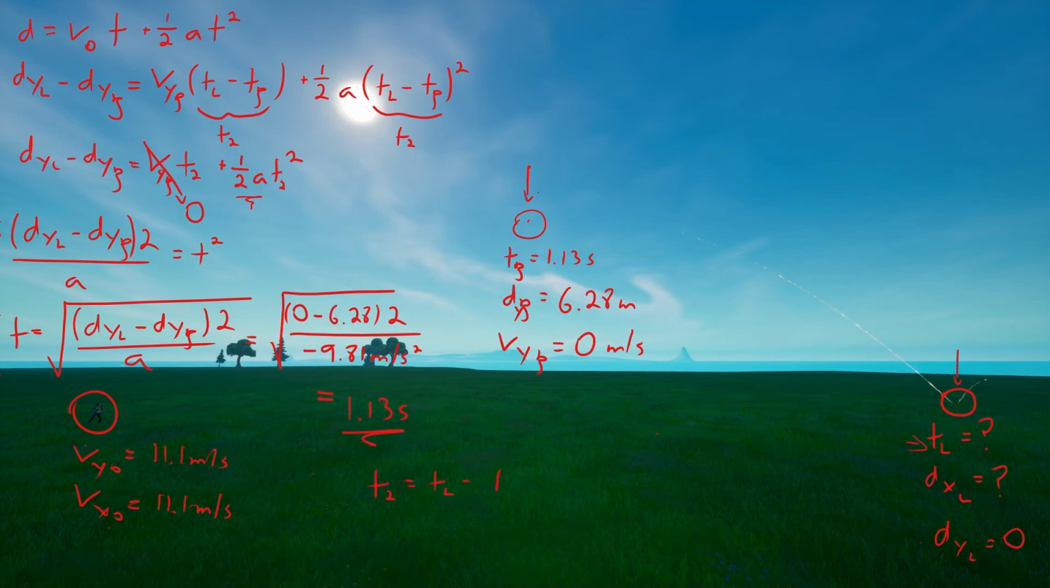But really what we care about is TL, time at landing, which is the total time it took from when we shot it to the ground. So we just substitute in that equation that we did for t2 before, so t2 equals t at landing minus t at the peak. Add in the values we rearranged to get t at landing equals t2 plus t at the peak, and it's basically 1.13 plus 1.13, and that equals 2.26 seconds from the time we shot it to the time of landing.